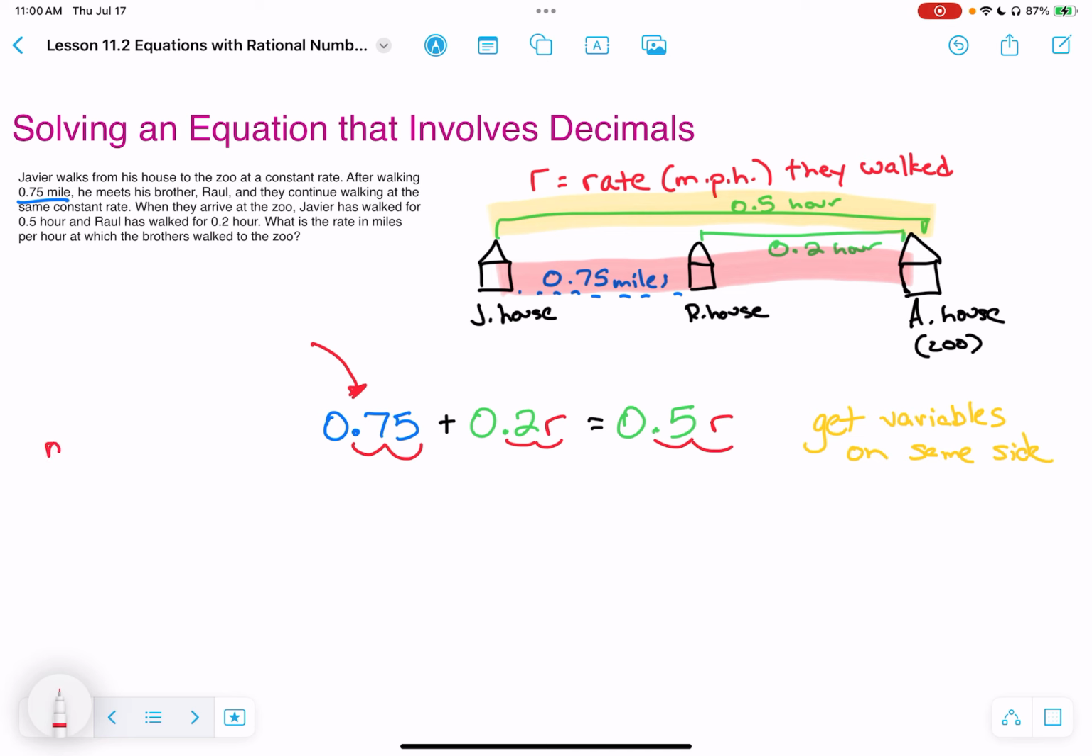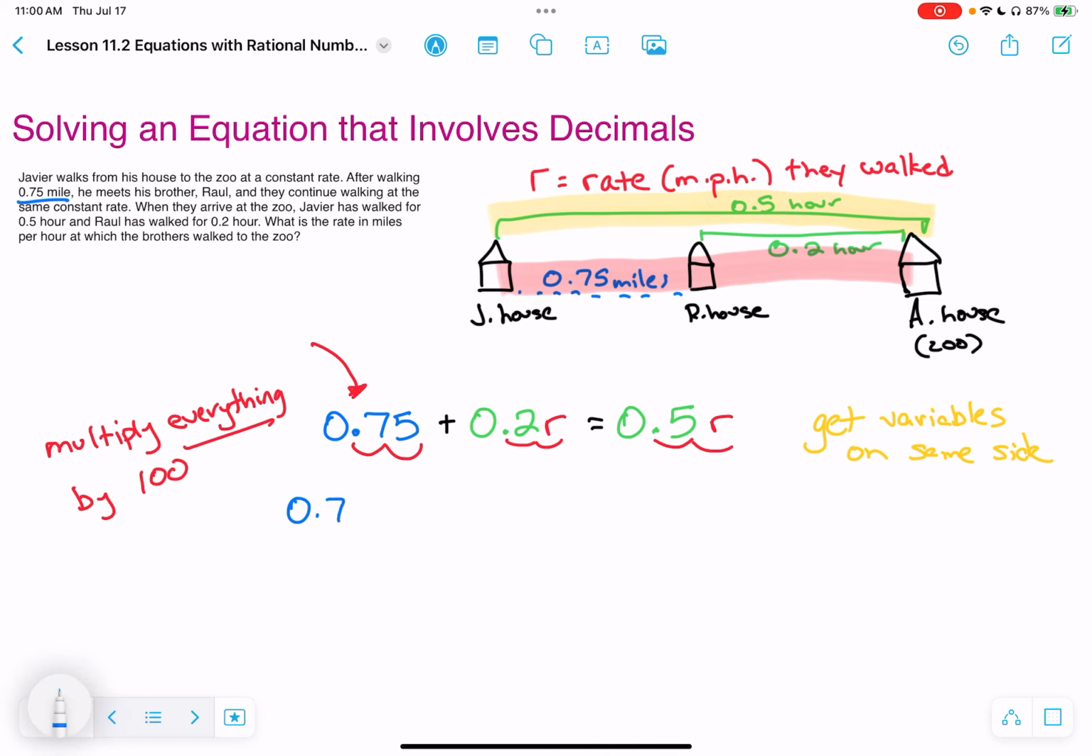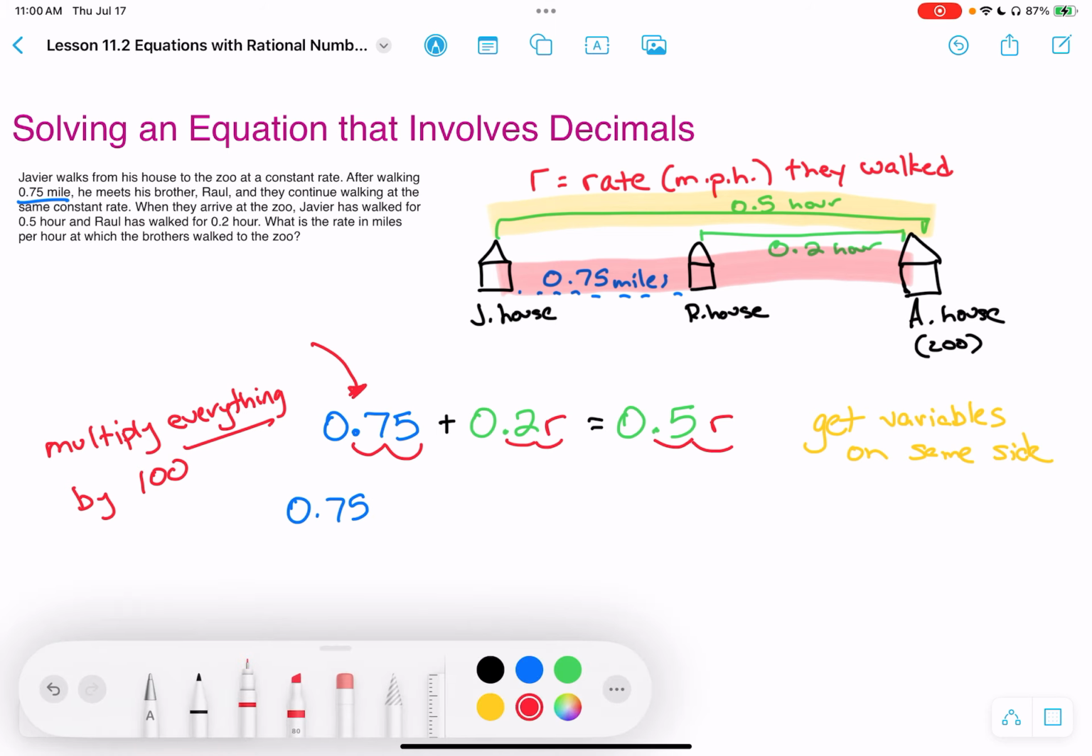And the way that we do that is we multiply everything by 100. Multiplying by 100 moves all of the decimals two places. So we do 0.75, and we're going to multiply by 100.